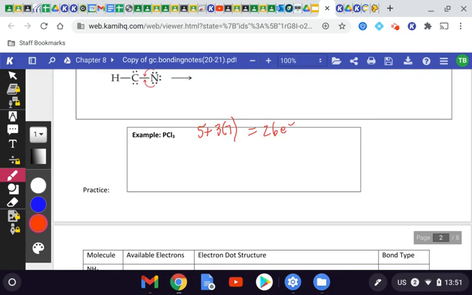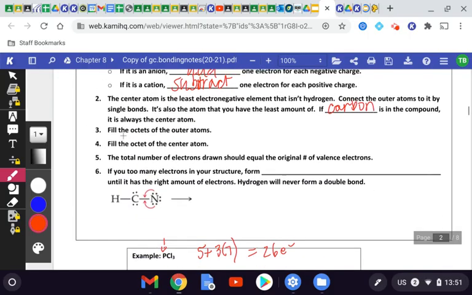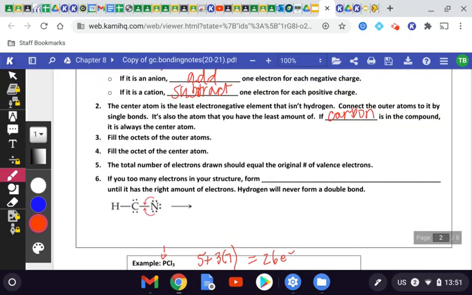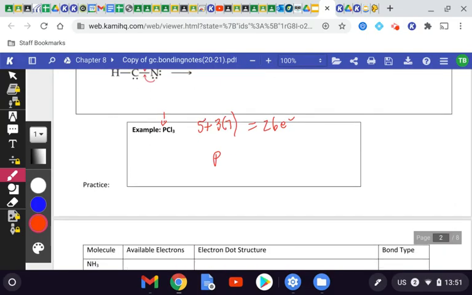Now, according to that second rule there, with deciding what our center atom is going to be, it's going to be phosphorus here, because phosphorus is the one I have the least amount of. So I would draw phosphorus as my center atom there. Then it says that we need to connect the outer atoms to it by single bonds. So I'm going to connect 3 chlorines to it with single bonds.